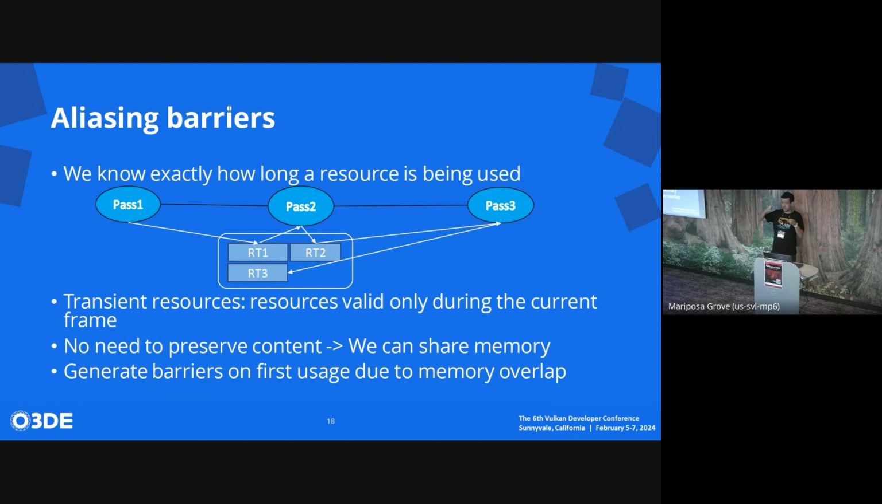In order for this to work, we need to generate barriers the first time we use a resource that is being aliased, to do the proper synchronization. In the example, we have render target 1 that is going to be used only in pass 1 and pass 2, and we have render target 3 that is only being used in pass 3. So this gives us the opportunity to overlap the same memory for resource 1 and resource 3.